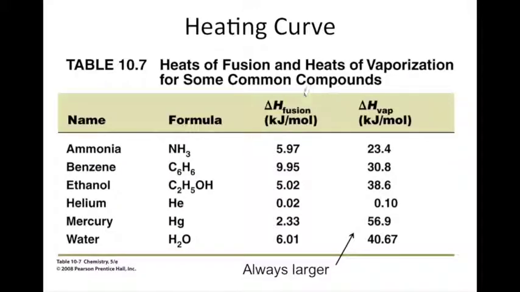And this is true for a lot of substances. Here's some heats of fusion and vaporization for a number of different substances, ammonia, benzene, ethanol, etc. Notice that in all of these, between our delta H of fusion and vaporization, the vaporization is always larger. So why do you think that is? Pause this video for just a second and think about that.